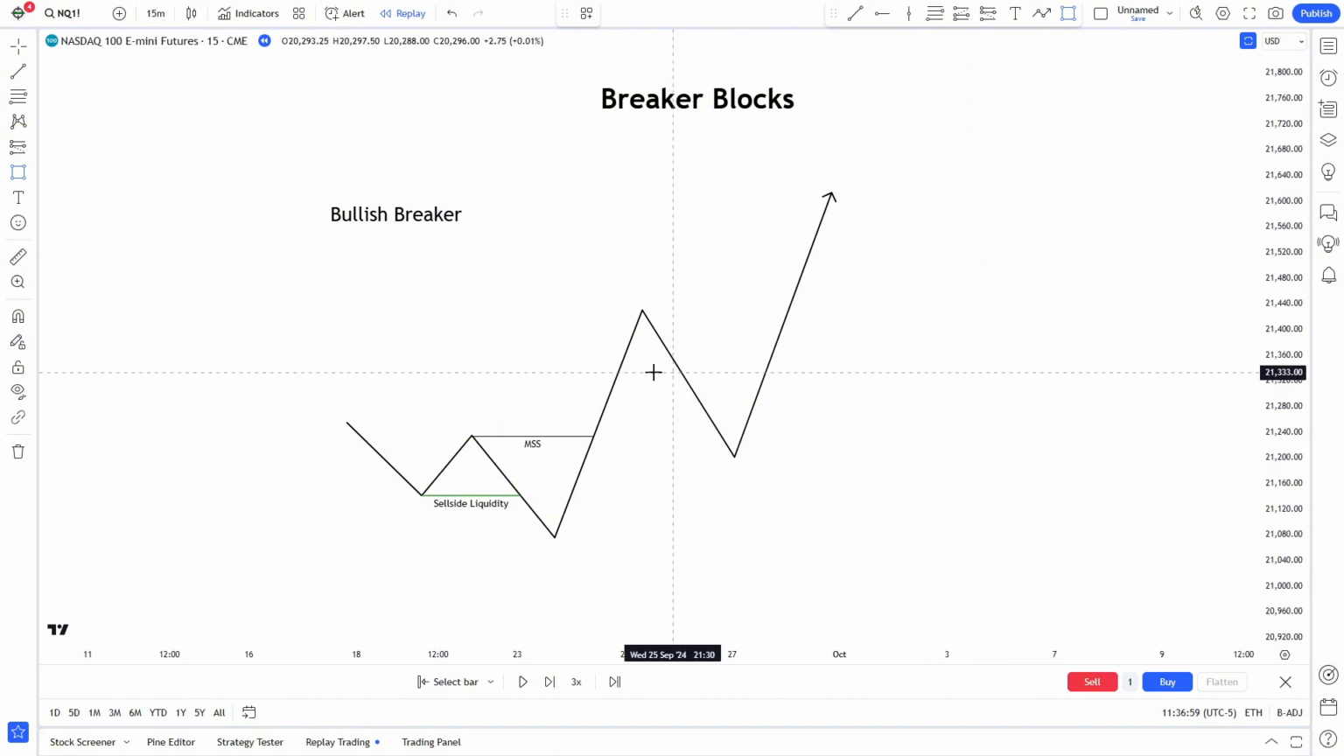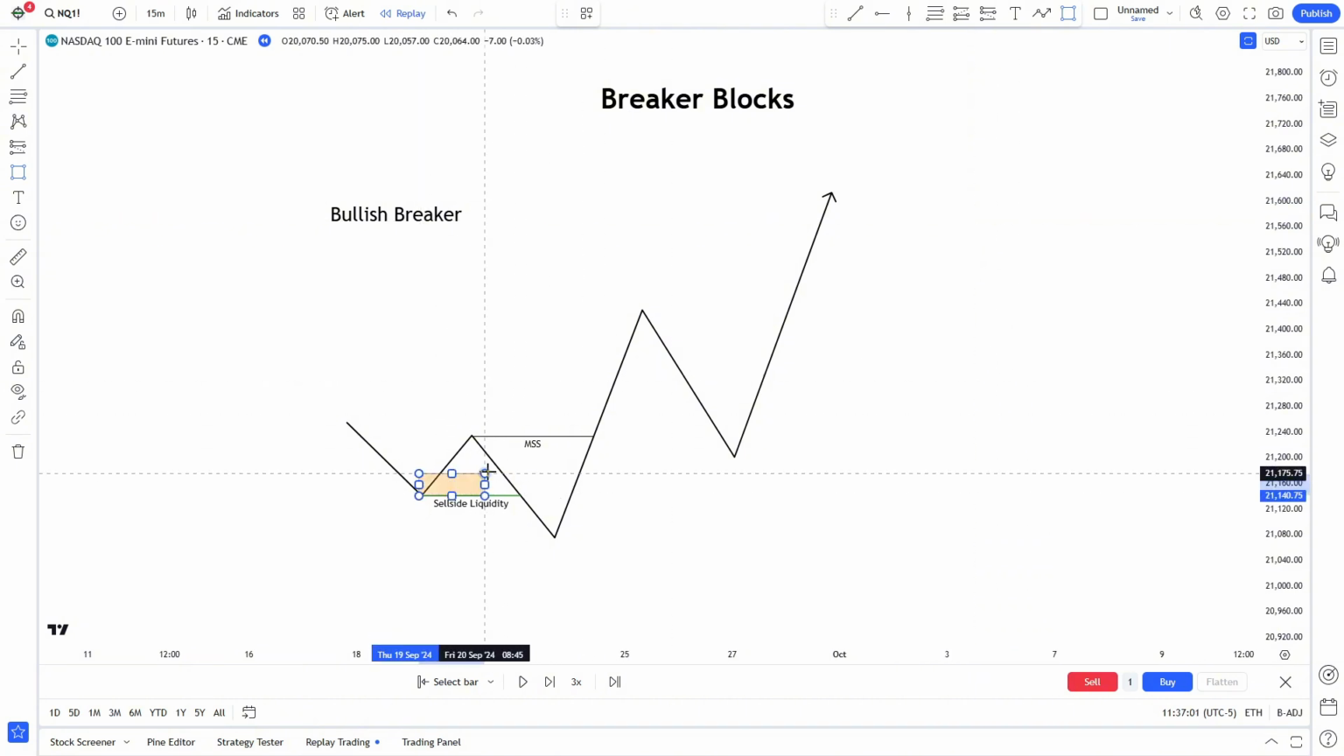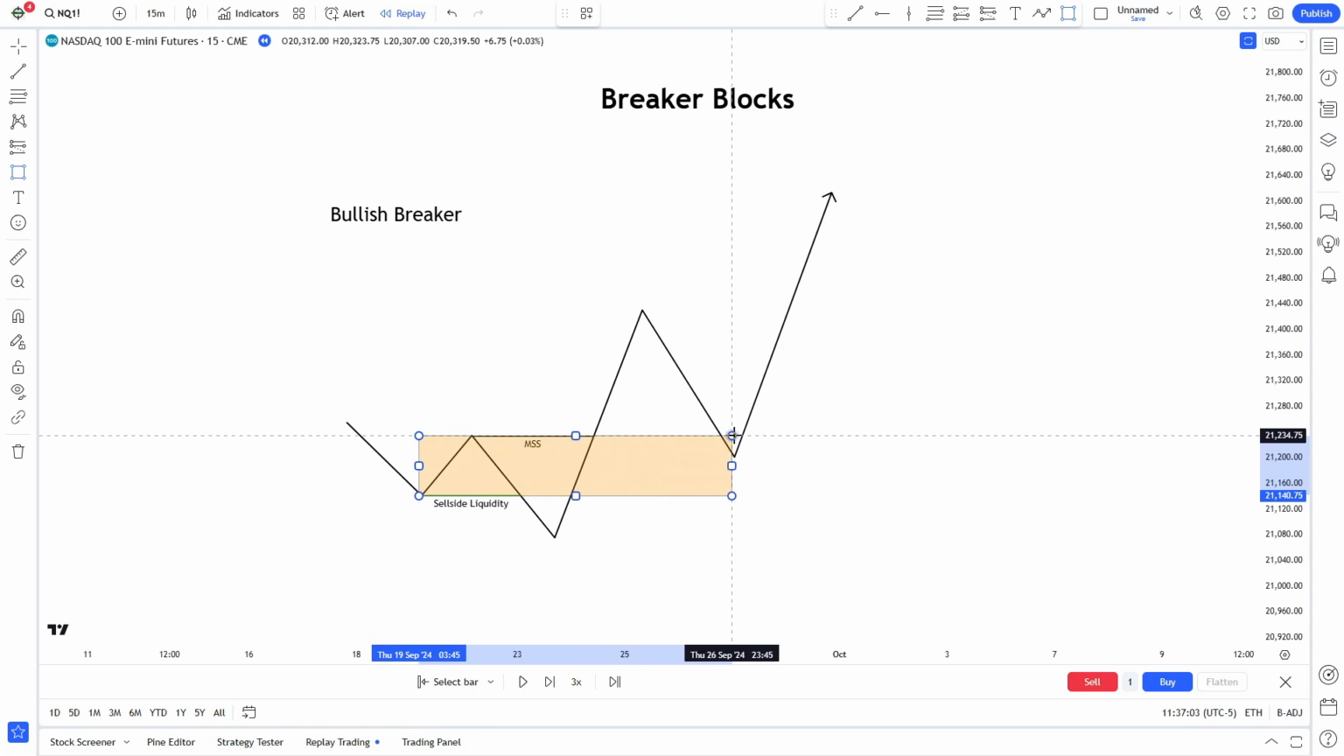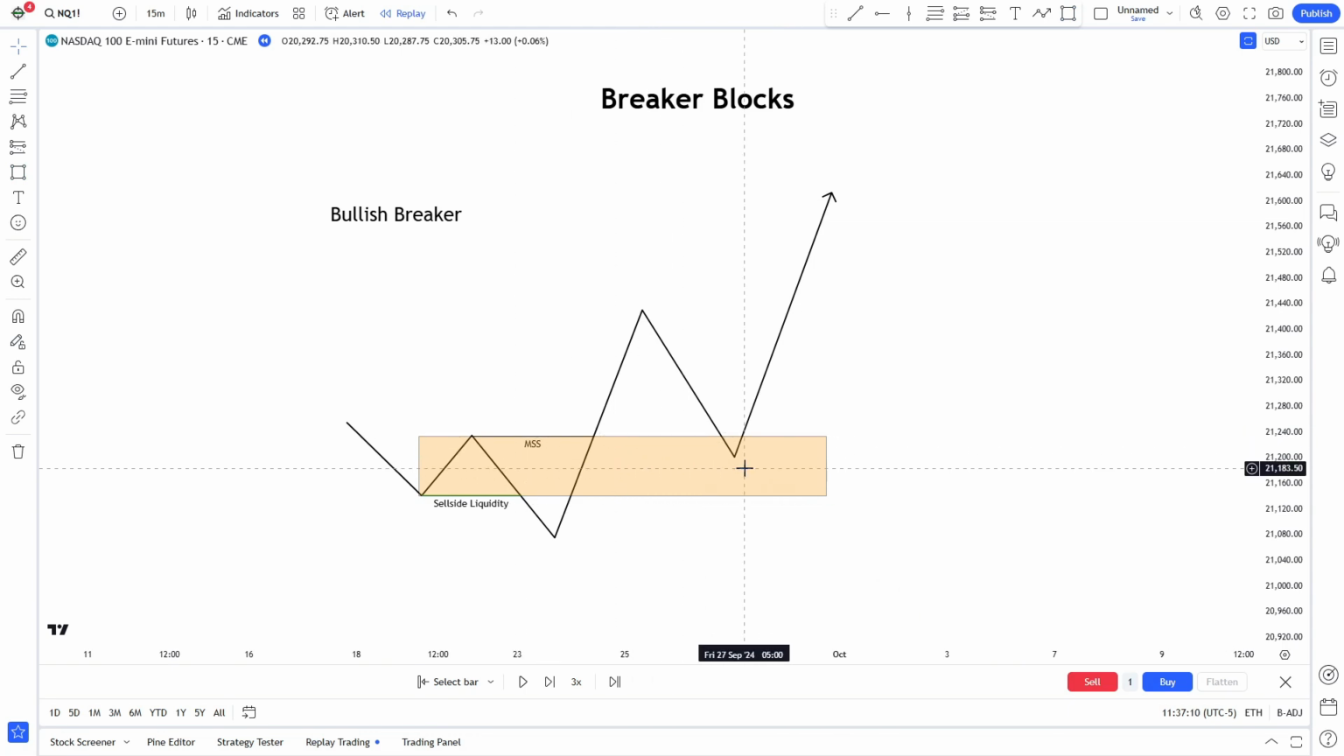Now your focus for entry should be these consecutive up close candles from this low to this high here, or a singular candle, and you would be looking for a retest of those candles or candle once it touches it right here.